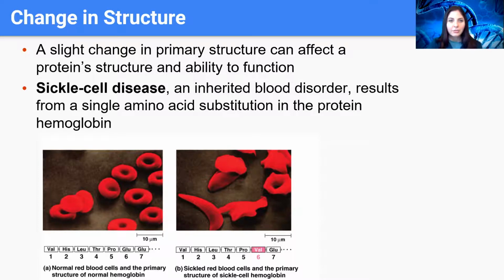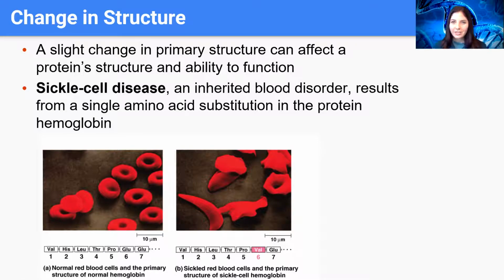It's an inherited blood disorder that results from just one single amino acid substitution in that protein hemoglobin. So we have one nucleotide base that gets subbed in. It causes the chain of amino acids to differ. So instead of having one amino acid, we have a different one. That changes the structure of the protein. When the structure of the protein is changed, it changes whatever molecule that it's going to be building. In this case, it changes our blood cells from pretty nice little discoid shapes to this sickle shape that can get stuck in our blood vessels.